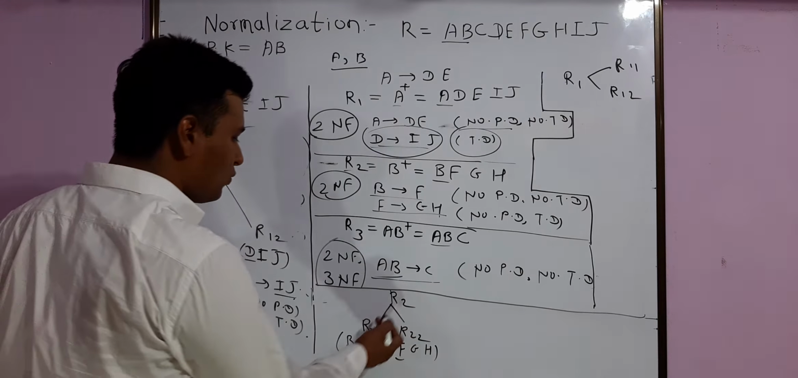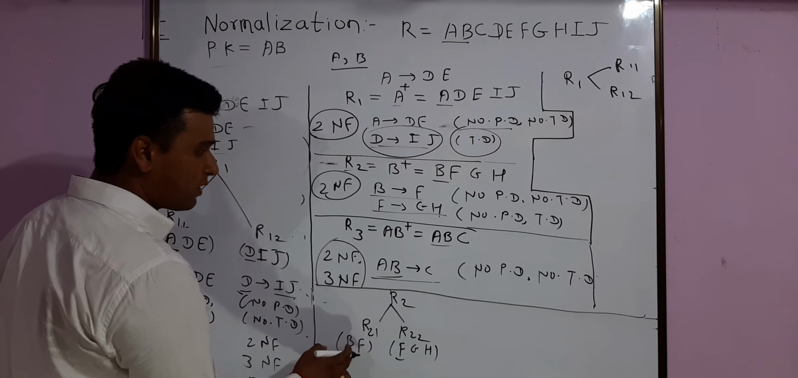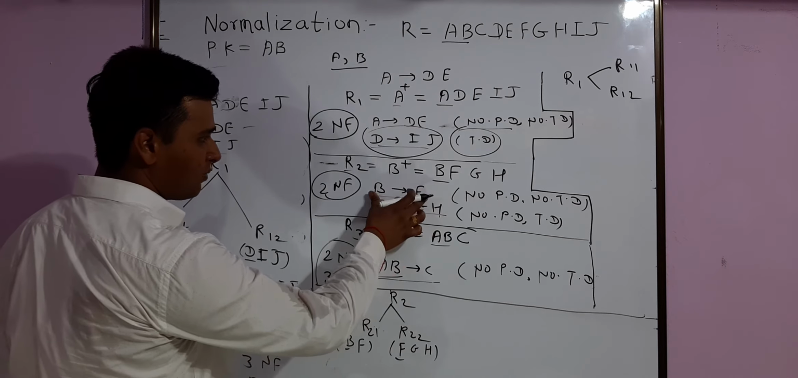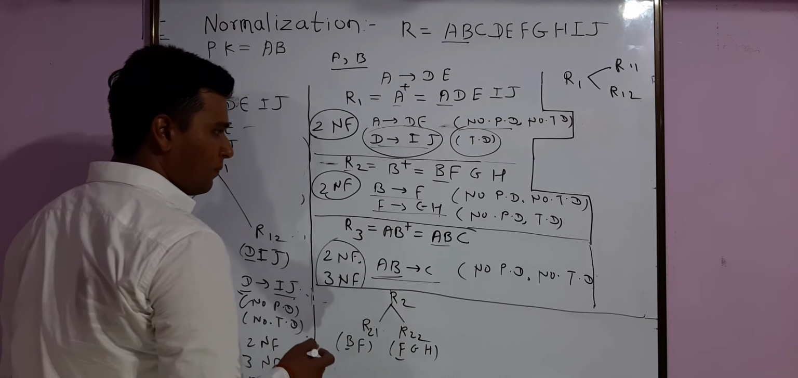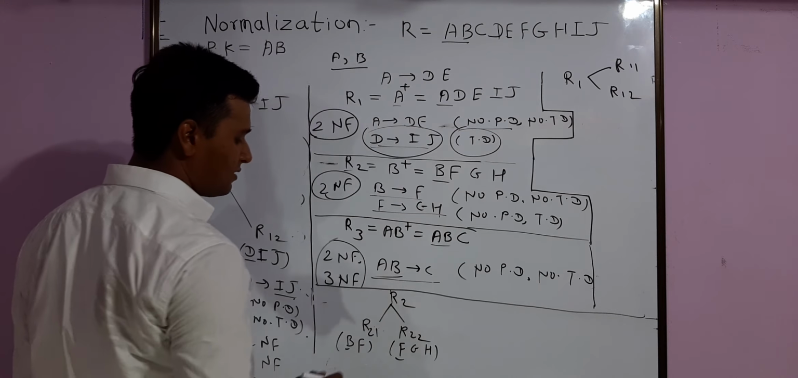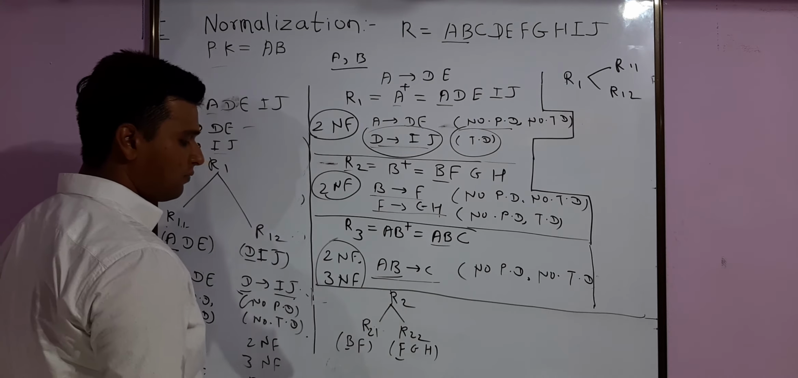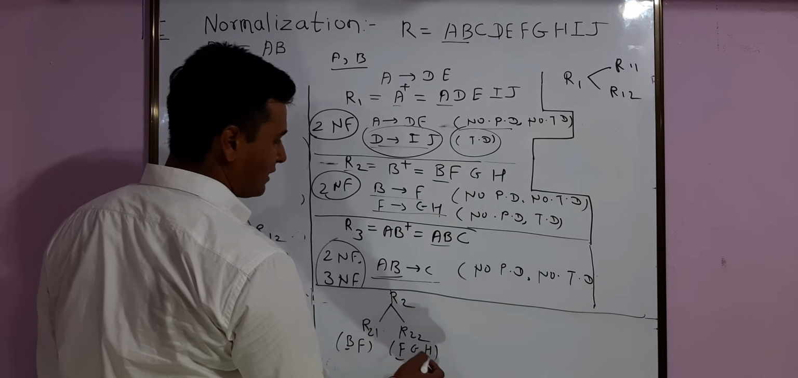So here R2 we have decomposed into R21 and R22. B determines F. We have converted, added left hand and right hand side of this. We have created BF, or you can calculate B closure. Again, we cannot have B closure here. We will add left hand side, right hand side of this, and we will have FGH. Left hand side is F, right hand side is GH.